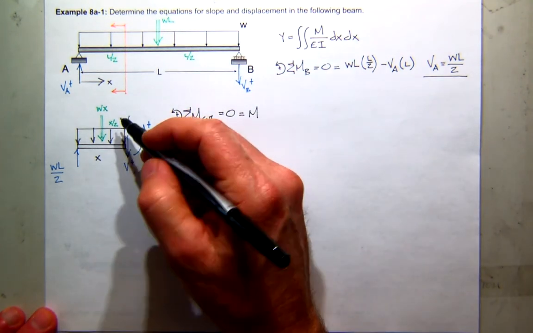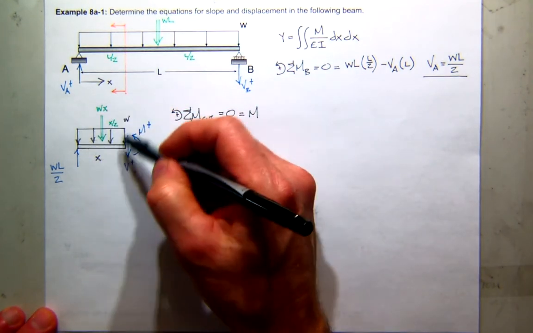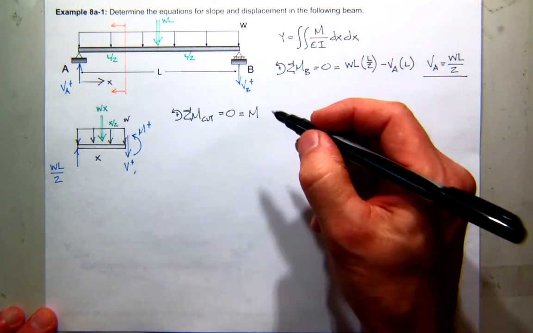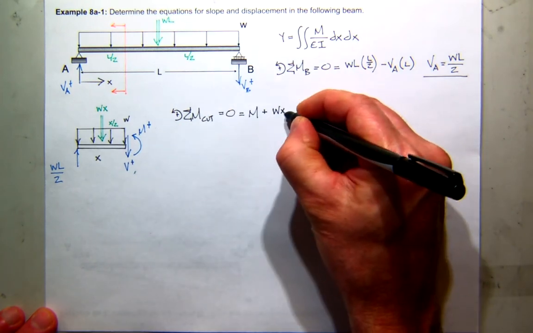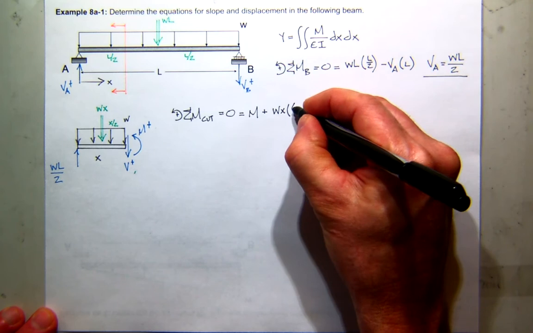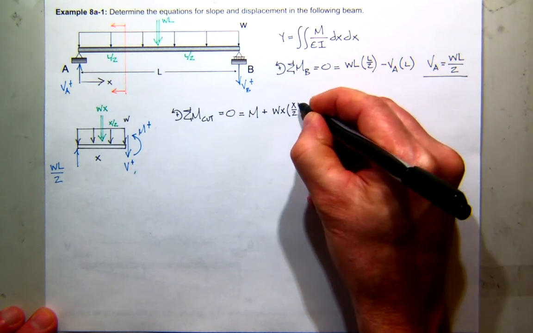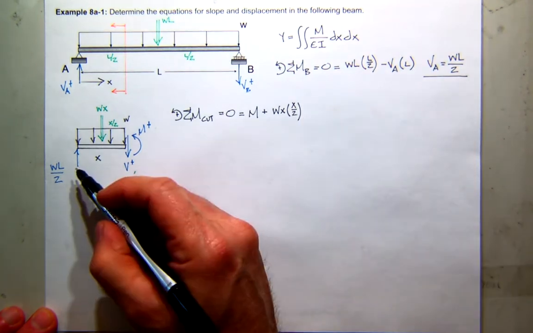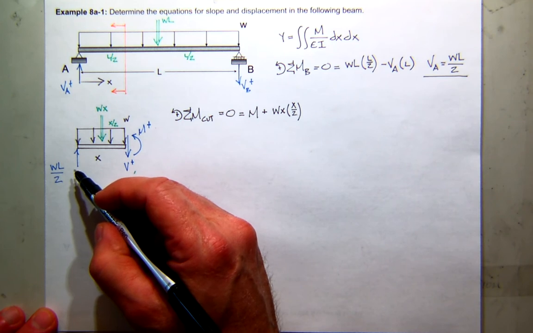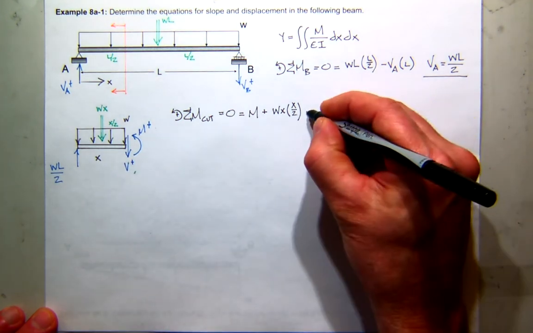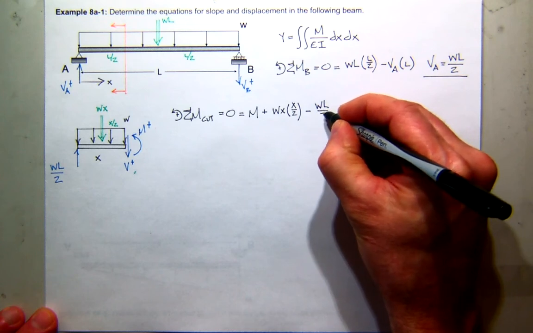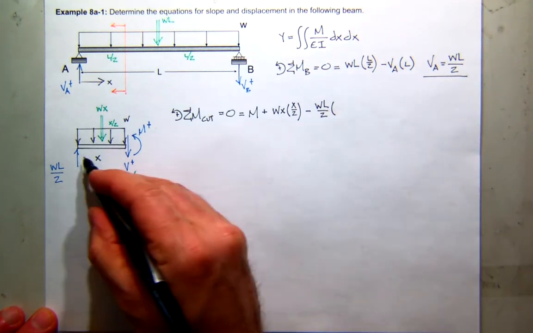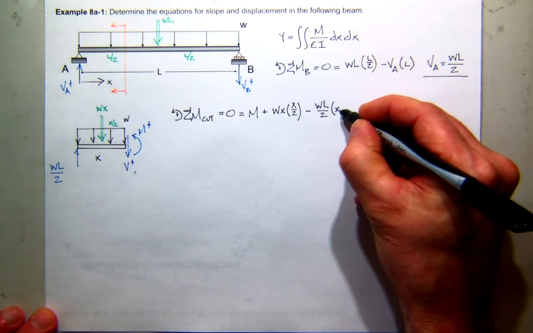About the cut surface, this equivalent force creates what kind of moment? Positive or negative? Positive. So I've got a positive force of Wx, and the moment arm is x over 2. And then I have the moment created by this reaction force, this shear at A. That creates what kind of moment? Negative. So that force is WL over 2, and its moment arm is x.